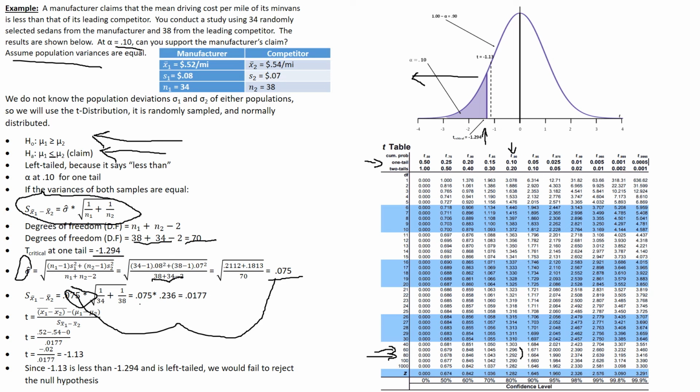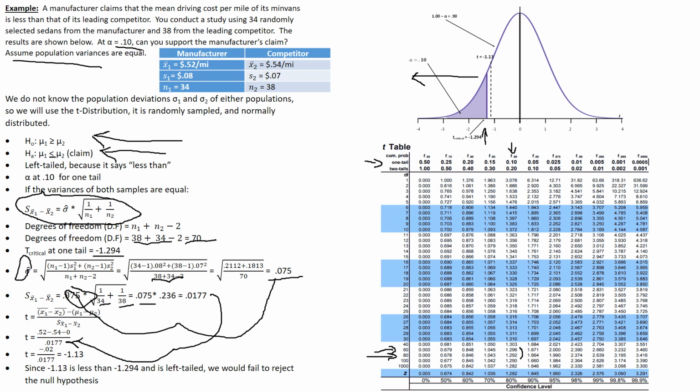So 0.075 goes right here, and then we'll apply that times the square root of 1 over 34 plus 1 over 38, which is the size of the two samples. That ends up being 0.075 times 0.236, which is 1 over 34 plus 1 over 38, added together, and the square root of that is 0.236. That's 0.0177, our combined deviation.